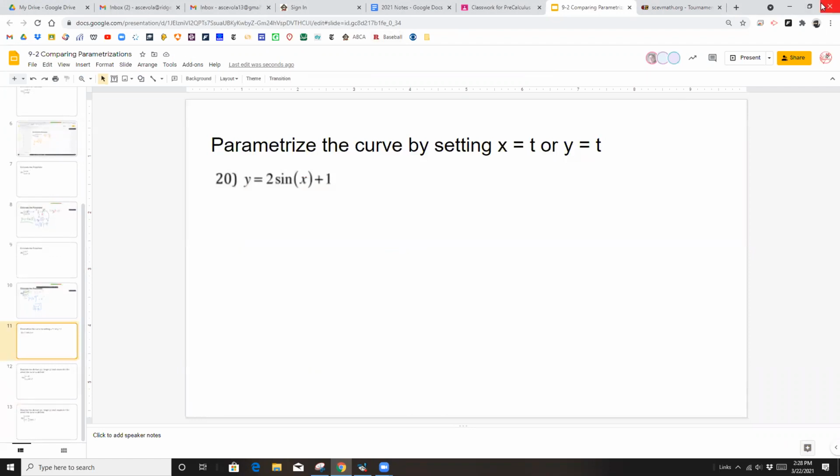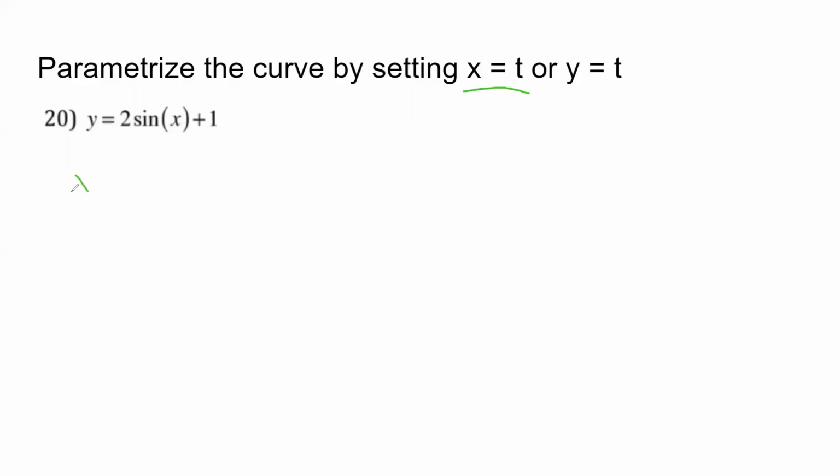All right. Parametrize the curve by setting x equals t or y equals t. So we have our options here, and there's clearly one easier way of doing it. And it would be setting x equal to t, because we already have y in terms of x. So if we did x equals t, that makes our life easier, because then we get x is equal to t, and then y is equal to 2 times the sine of x plus 1. But since we're putting it in terms of t, we know t is equal to x, we can replace x with t.